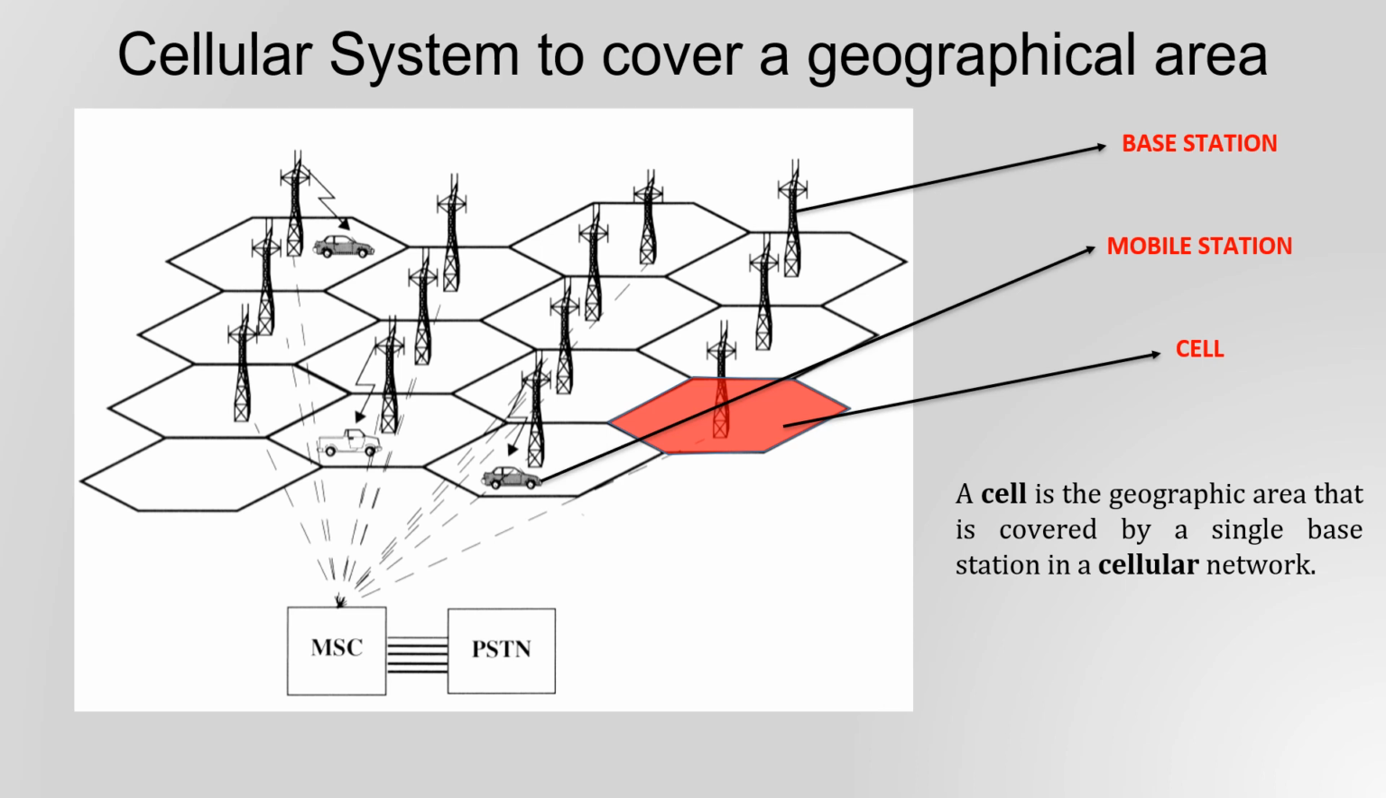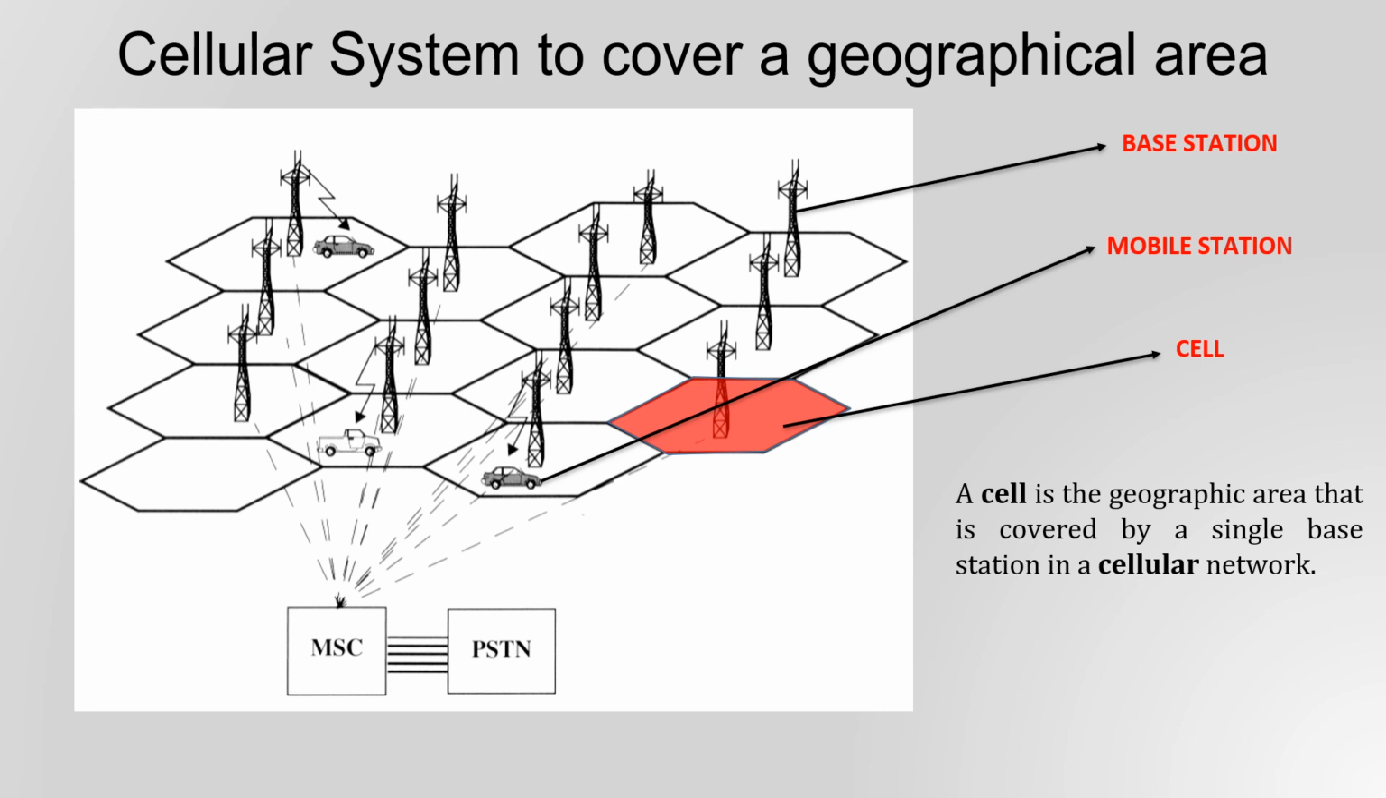And this particular area, can you see the particular area? This is what we call a cell. I hope this is clear. So what is a cell actually? A cell is technically defined as any geographical area which is covered by a single base station. That is called a cell. In a cell there will be one base station. This is the reason why we call it a cellular system.